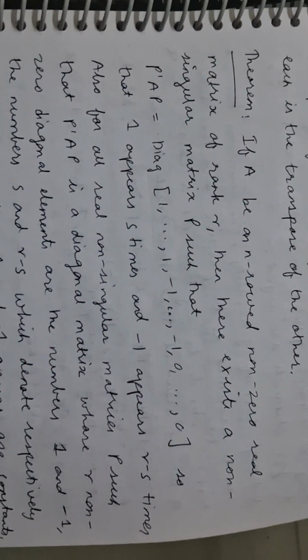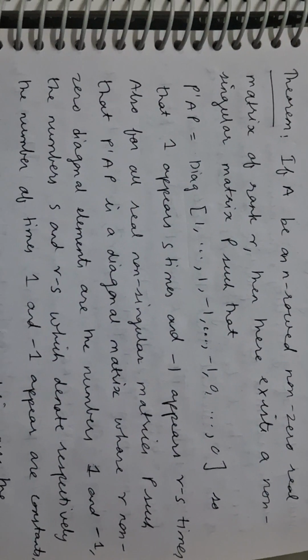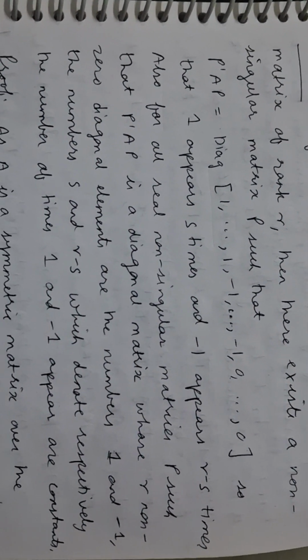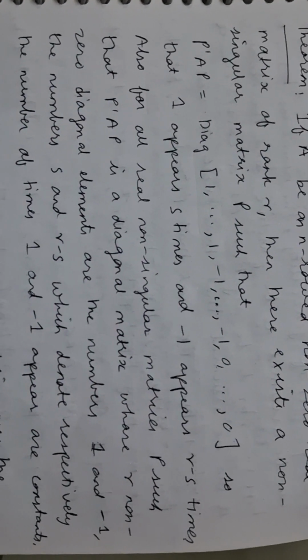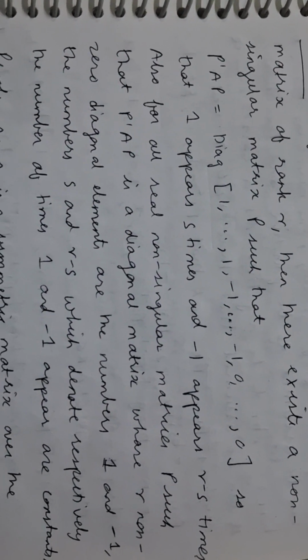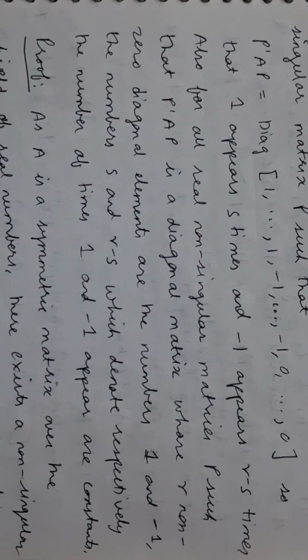Now today we are going to talk about a theorem. This theorem states that if A be an n-row non-zero real matrix of rank R, then there exists a non-singular matrix P such that P transpose AP is equal to the diagonal matrix which contains 1, minus 1 and 0. Supposing that 1 appears S times, minus 1 appears R minus S times.